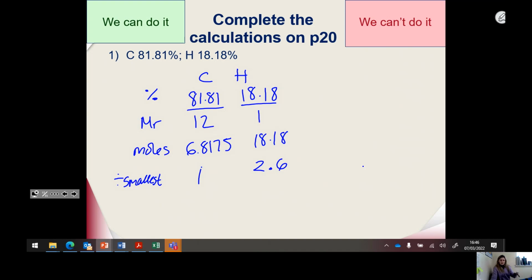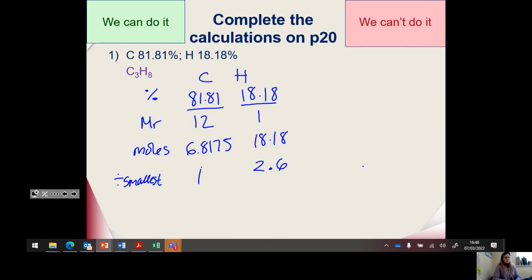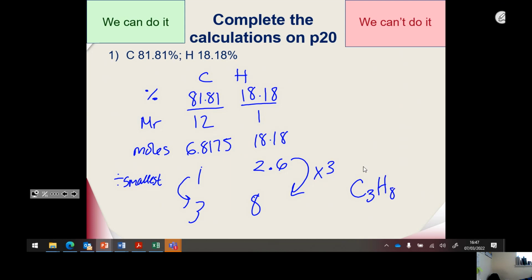Now that is a slightly awkward number. I think what we could do, we've got 2.6, is times everything by 3, and that should get us to the nearest whole number. So we have 3 there, 2.6 times by 3 is going to be 7.99999, so 8 there. Okay, so then the empirical formula for this compound is C3H8.